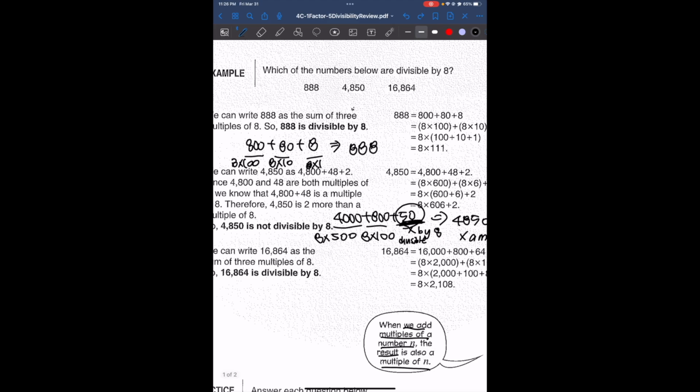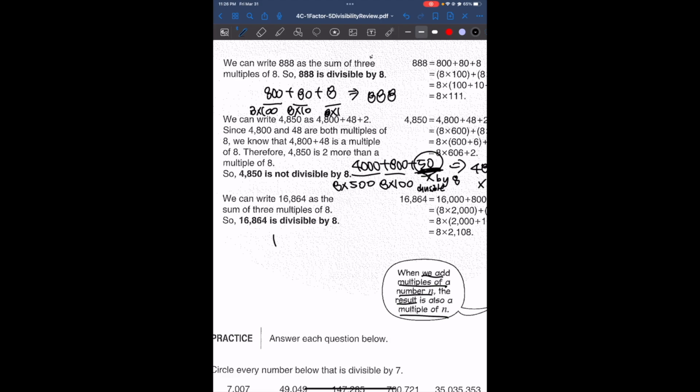Now we'll look at 16,864. Now that can be expressed as 16,000 plus 800 plus 64. And so 16,000 can be divided by 8 because it's 8 times 2,000. 800 is 8 times 100, and 64 is 8 times 8. So all three numbers are multiples of 8. So when we add multiples of 8, then the result, 16,864, is also a multiple of 8. So this number is divisible by 8.